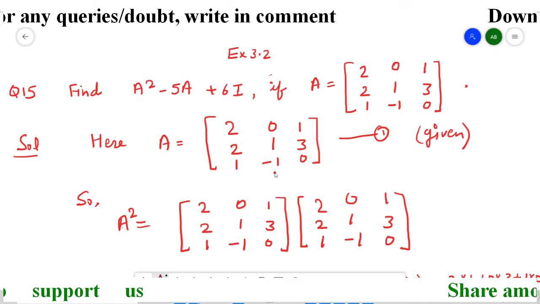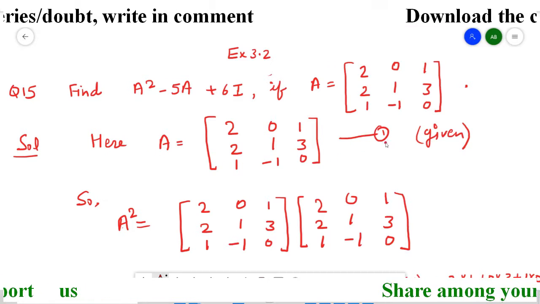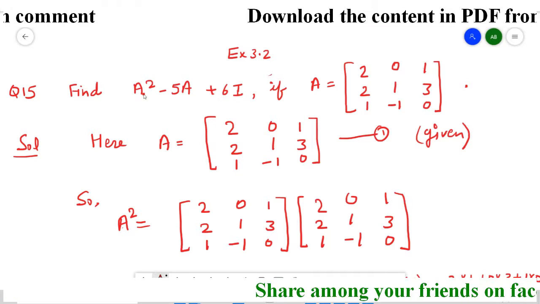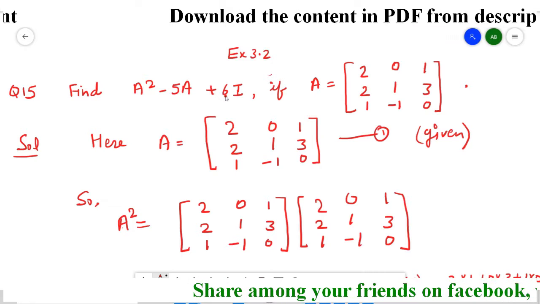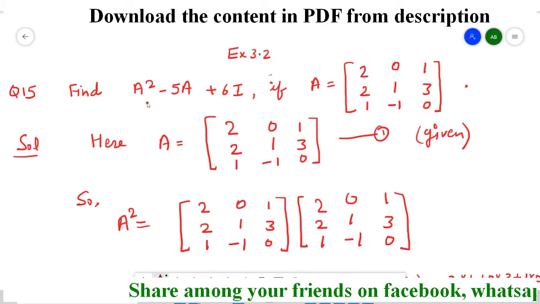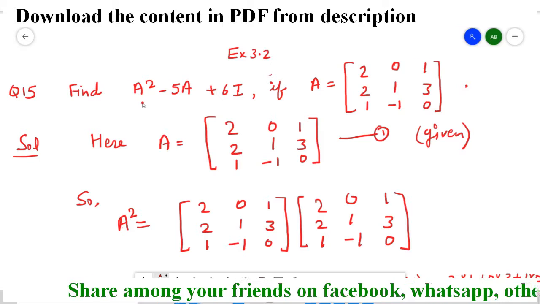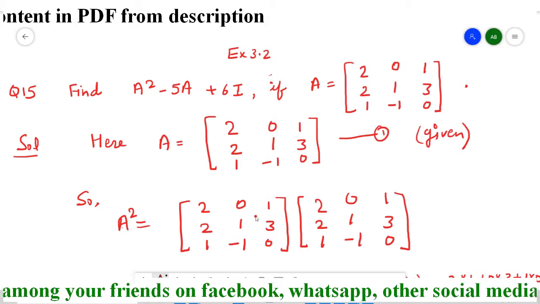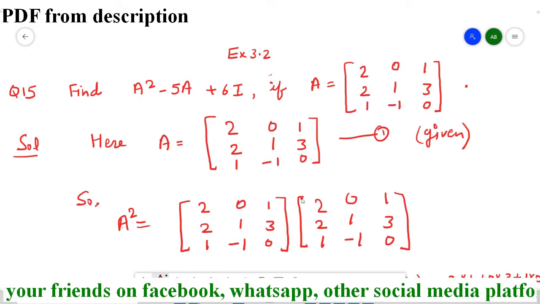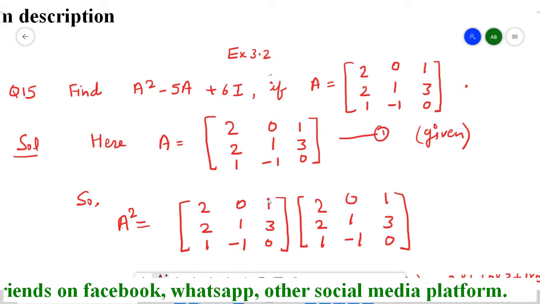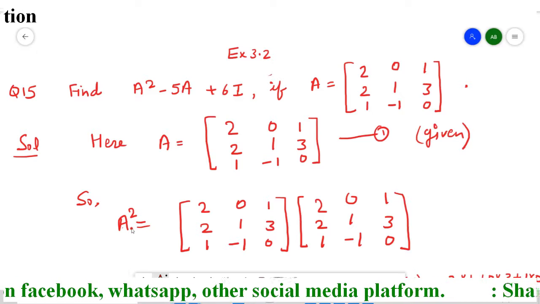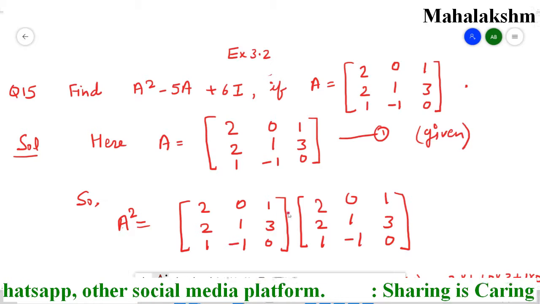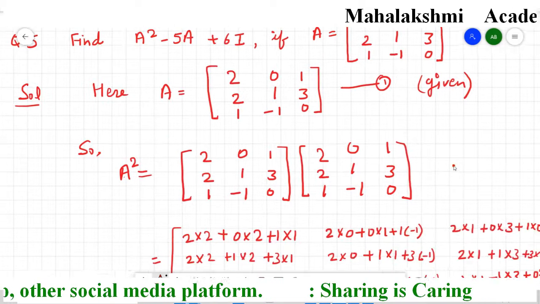Here A is a matrix given to us and I assume this as equation 1. Now whatever terms they want, there are three terms: A square, then 5A and then 6I. So one by one I calculated, first A square. A square means A is multiplied twice, so A multiplied by A. Means the matrix square we have to do.